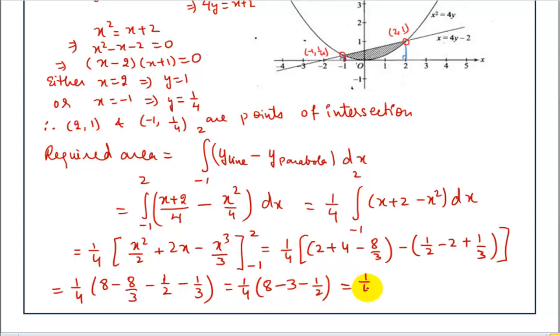So finally we have 1/4 times (5 - 1/2). Now 5 minus 1/2 will reduce to 9/2. So 9/2 multiplying with 1/4, and we get the required area as 9/8 square units.